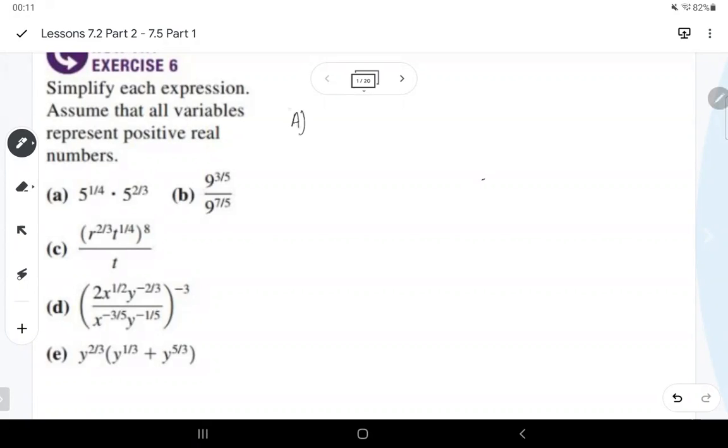We are going to use product rule for this one. So 5 to the 1/4 times 5 to the 2/3, they are being multiplied and they have the same base, which is very important. So we will do 5 to the 1/4 plus 2/3. We need an LCD here of 12. So we would have to do 5 and then to get from 4 to 12, we multiply by 3. So multiply by 3 on the top and on the bottom. And then to get to 12 from 3, we multiply by 4. So multiply by 4 on the bottom and on the top as well. So that gives us 5 to the 3/12 plus 8 over 12. So we have a total here of 5 to the 11/12.